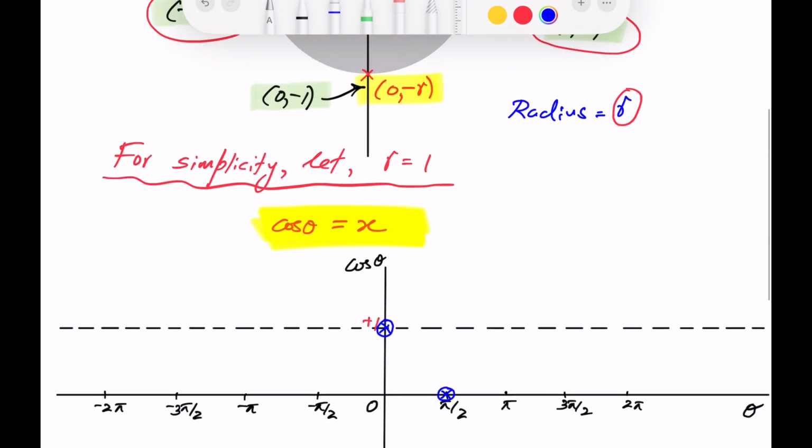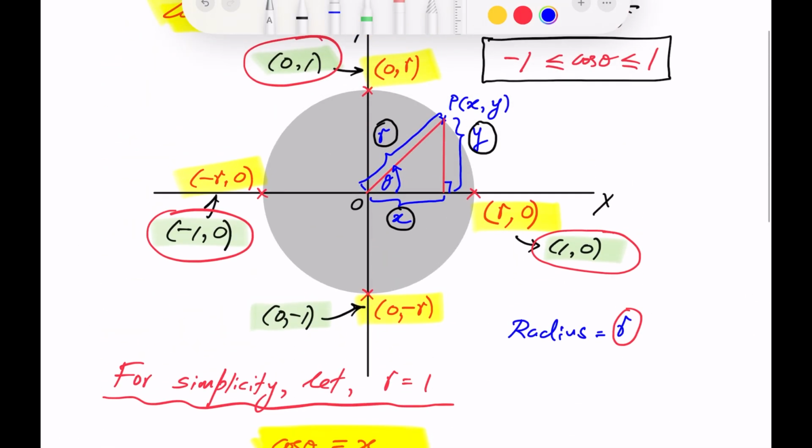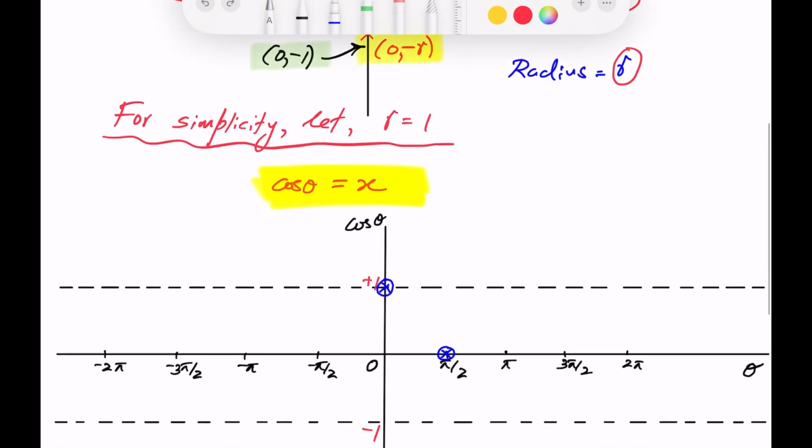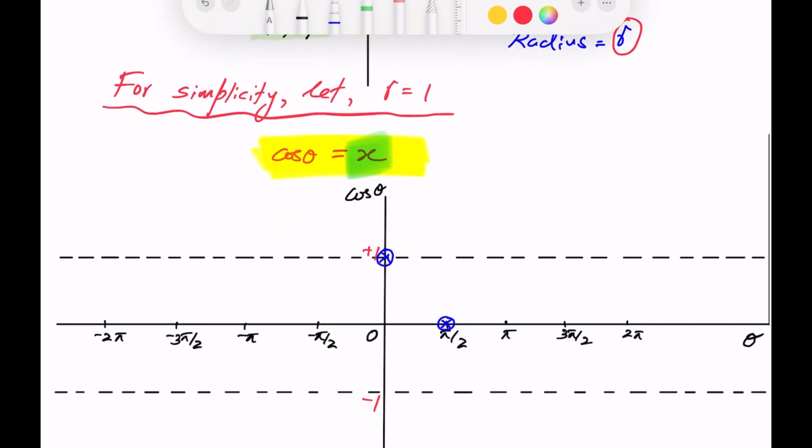Now we look at the case where theta is equal to pi. Theta is equal to pi means point P is back on the x-axis to the negative direction. In that case, the x-coordinate is equal to negative 1. Once again, since the x-coordinate is cosine theta, we show that as theta equals pi, cosine theta is equal to negative 1.